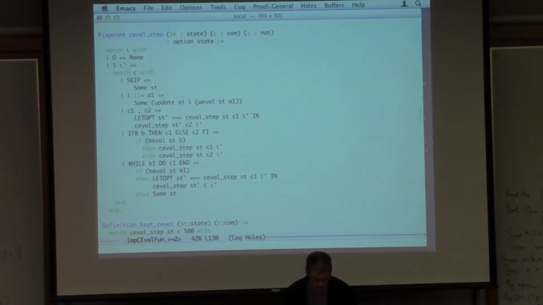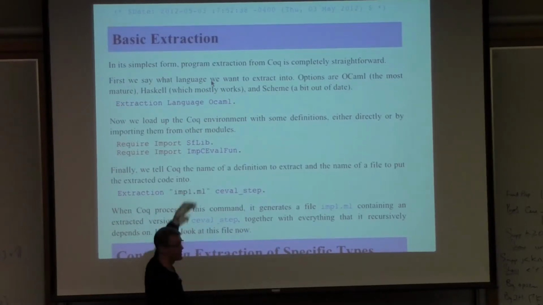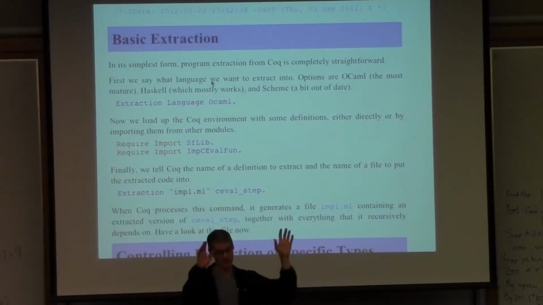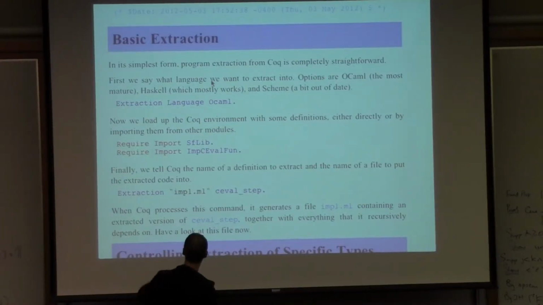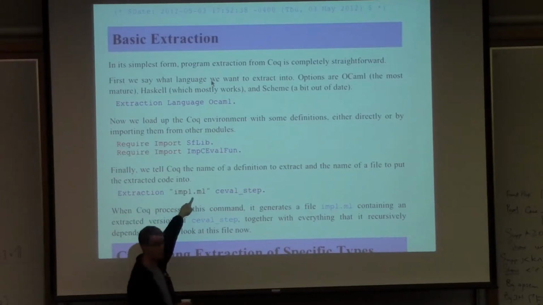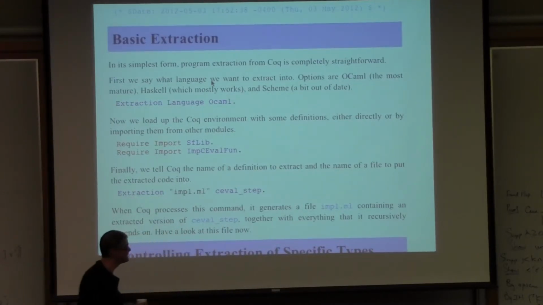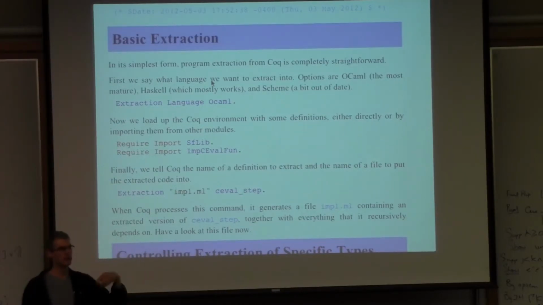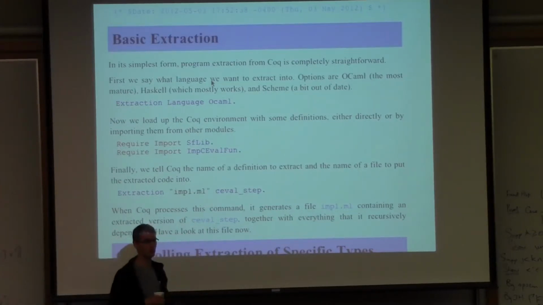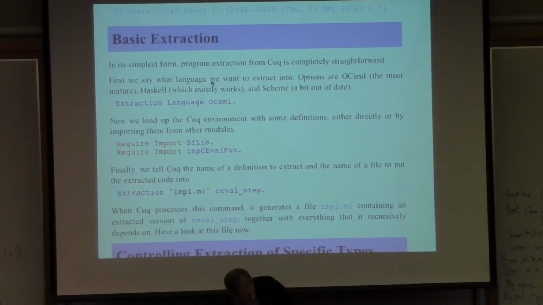Okay, so going back here, here's how we do it. We load up the Coq environment with some appropriate definitions, either by just giving them or by importing libraries from elsewhere. And then we say extraction. We give the name of a file to extract into, and we give the function, or in general, the name of a term to extract. Coq knows that it should recursively pull in all the other things that this term refers to, so that we get a complete ML program. So let's look at that program.